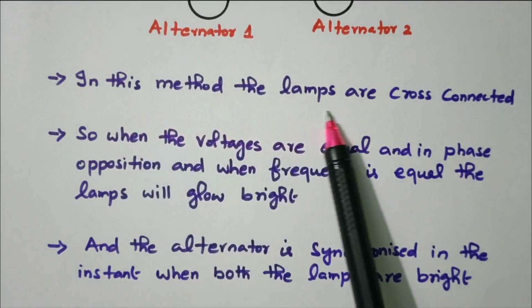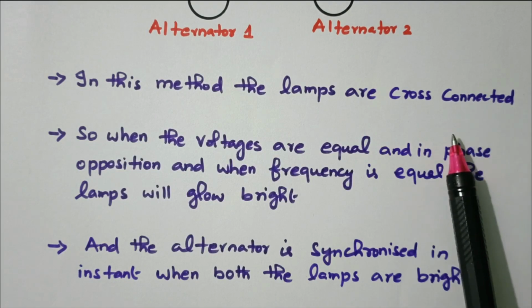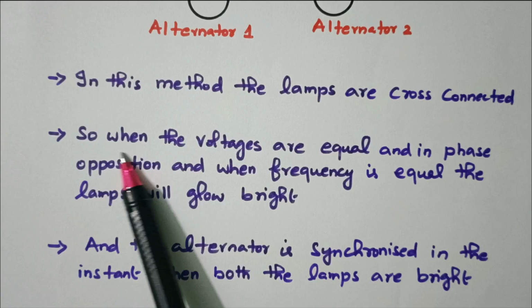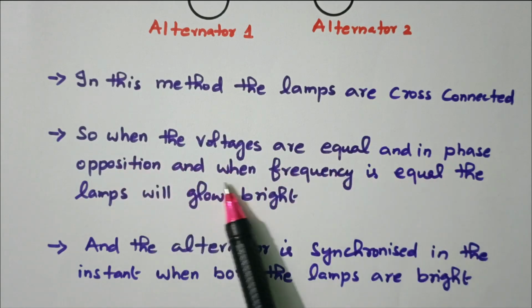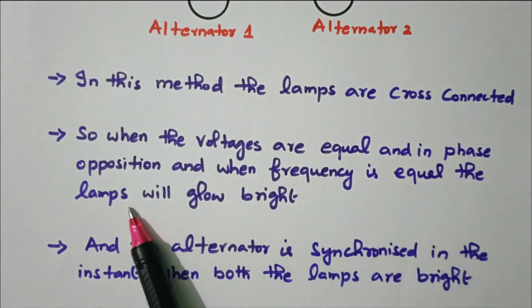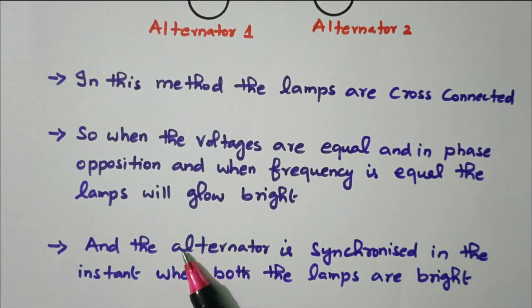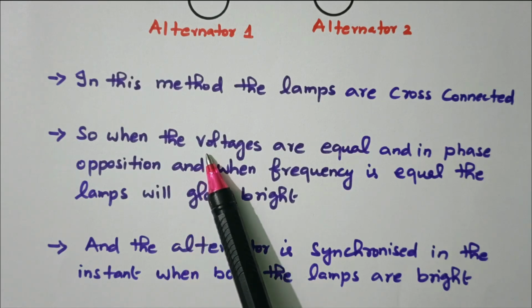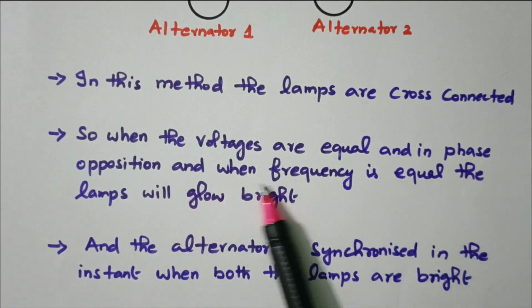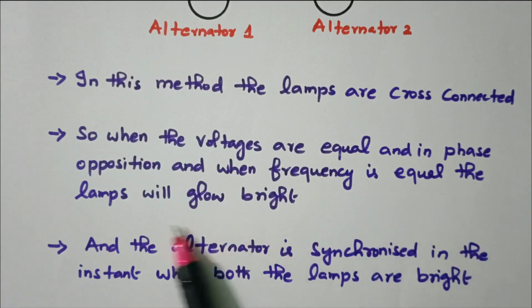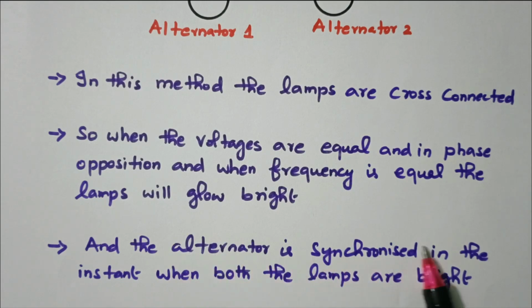In this method, the lamps are cross connected. When the voltages are equal and in phase opposition, and the frequency is equal, the lamp will glow bright. So the voltage is equal and in phase opposition, and when the frequency is equal, the lamp glows bright. The alternator is synchronized at the instant when both lamps are bright.